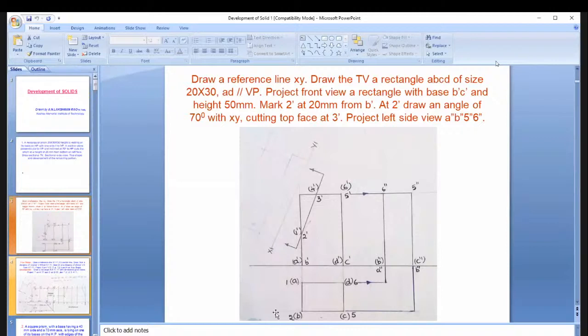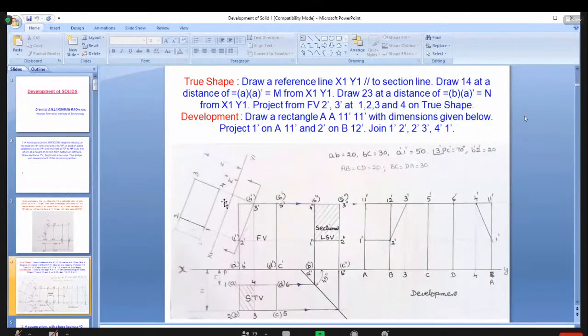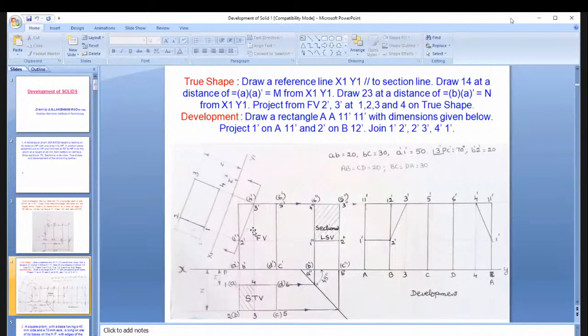So I have drawn a rectangle as base, front view as it is. This portion has been cut off. And side view I have drawn here. Next, from here to the section line, I have drawn a parallel line. That is the new reference line x1, y1, parallel to the section line.